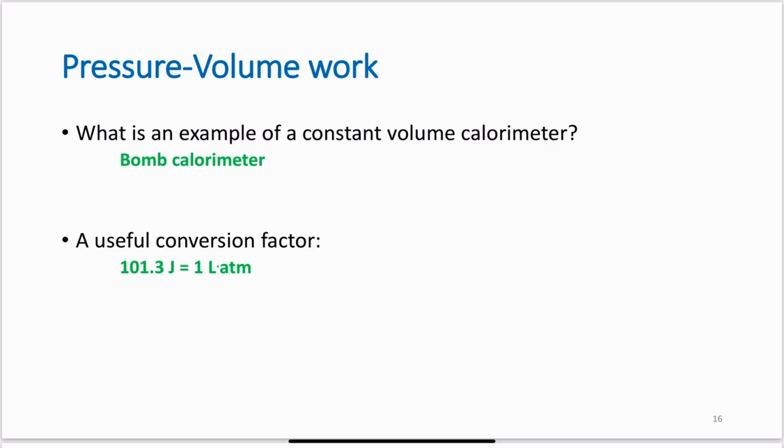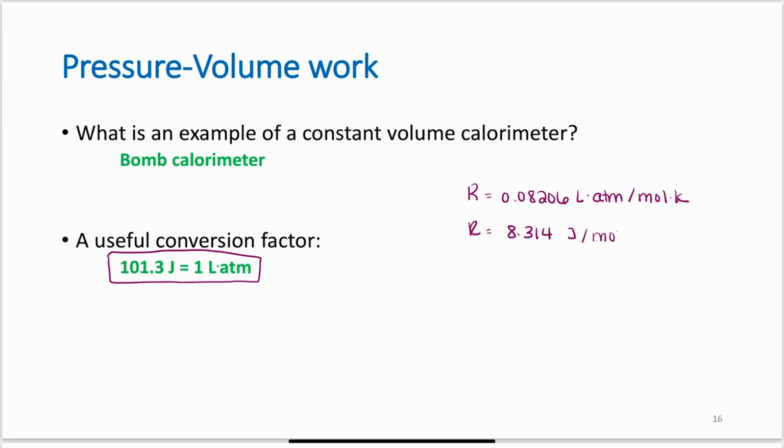It's a slightly different calculation, but overall very similar to what we're going to do for the calculations under constant pressure conditions as well. A very useful conversion here, by the way, is 101.3 joules is equal to 1 liter atmosphere. We're going to be using this in some of the calculations in this module. But also, if you ever wondered why the gas constant R is 0.08206 liter atmosphere per mole K, or 8.314 joules per mole K, you now have the conversion factor to go between the two.